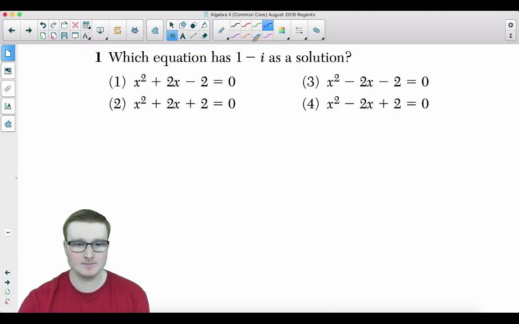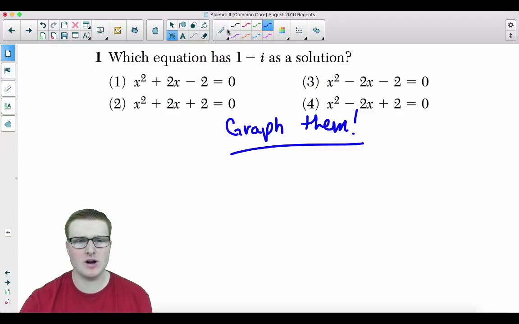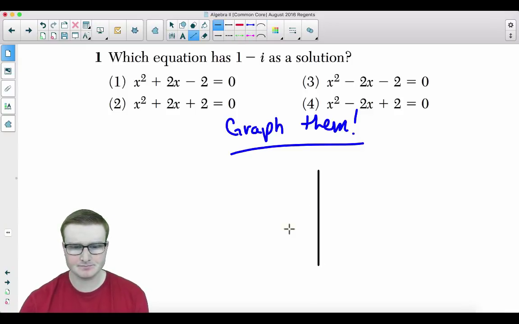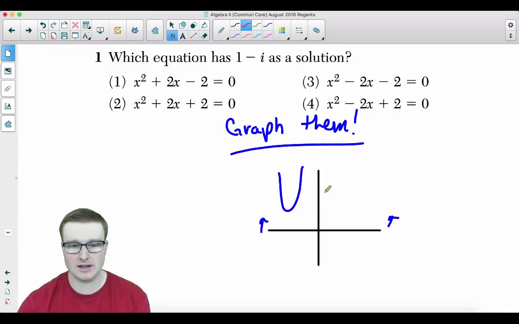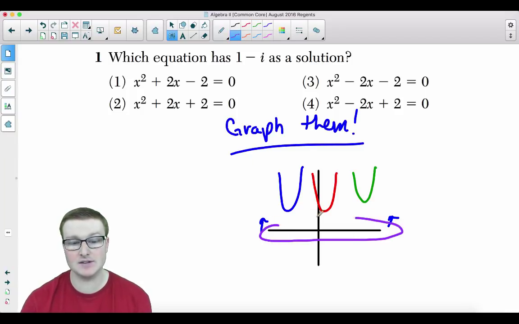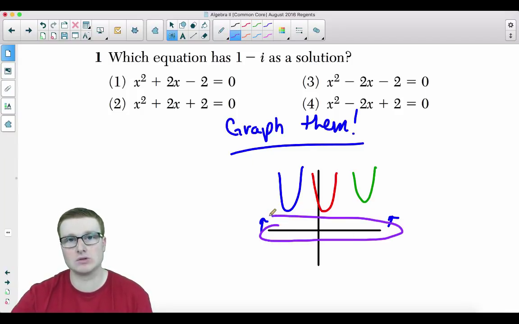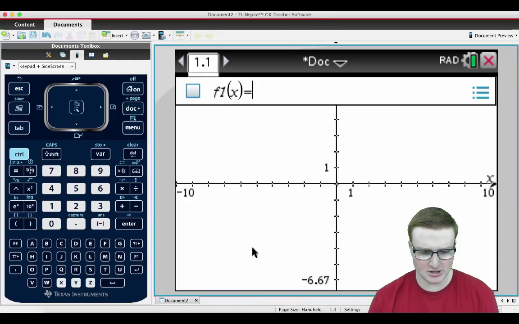The best way, first, is to graph them all. And what are you looking for when you graph them? You're looking for a parabola that is above the x-axis. It could look like this, it could look like this, any one of those. It cannot be touching the x-axis, because if it does, then it has a real root. So I'm going to go to my graphing calculator, go to my graph page, and graph everything.